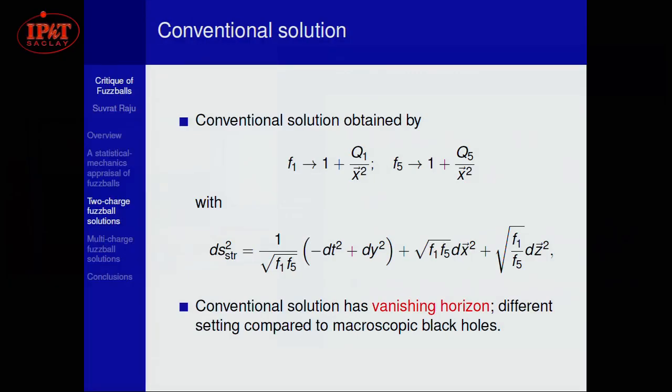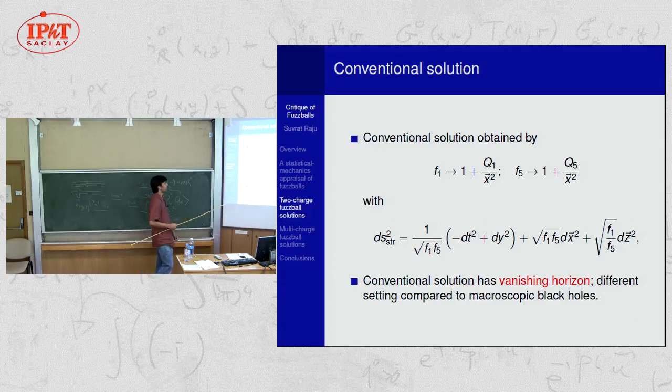Now the conventional solution, which is obtained by setting this profile function to 0, in which these harmonic functions f1 and f5 that appeared previously just become this. Okay, this profile function vanishes, and the metric just becomes this, with the f1 being this and f5 being this. Now the conventional solution actually has a vanishing horizon, and because it has a vanishing horizon, it's slightly different from the macroscopic black holes that I was assuming tacitly till now.